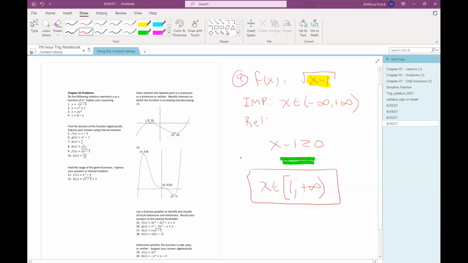And when I ask you to do this algebraically, this is the kind of work that I would like to see, right? Show me that you wrote down what the implied domain is, write down any work you did to get the relevant domain, and then write your interval. Is that okay? Leo?